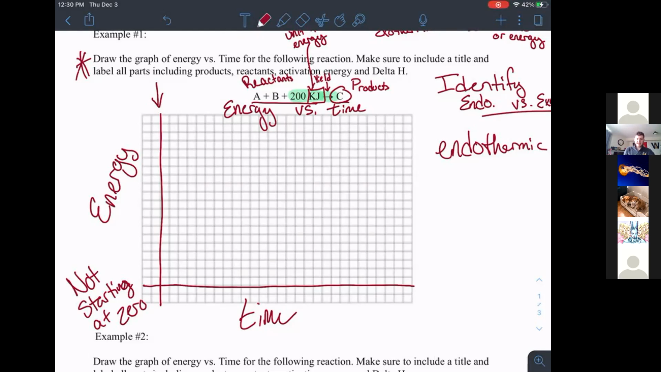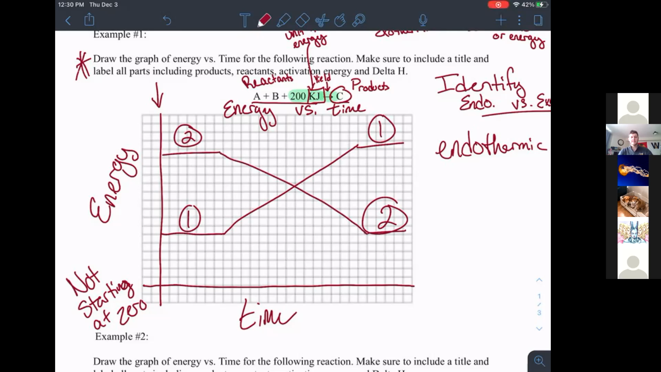So we have to put these lines for our reactants and our products, and we have 2 options. We can have our reactants start here and our products be up here. So this is option 1. Or we can have option 2. Our reactants start up high and then our products are down at the bottom. So do you think we're going to gain energy like this or gain energy like this?